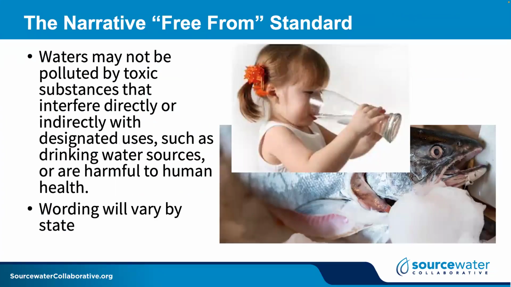A really important water quality standard to be thinking about is the narrative standard. So the wording varies a little bit in different states, but the big idea is that waters cannot be polluted by toxic substances that interfere with uses like as a drinking water source. Next slide, please.